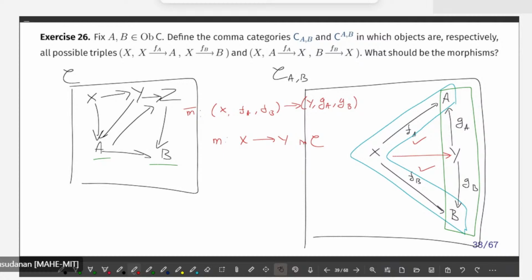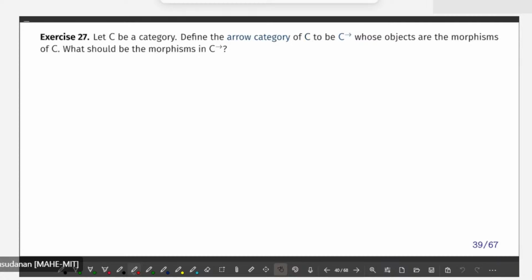So these are comma categories, a more general name. These are two particular comma categories. Even the previous ones, slice and co-slice, are also comma categories. Okay, we'll come back. This will appear later.